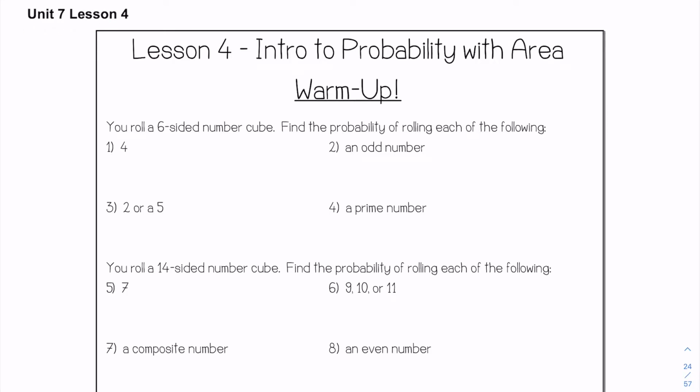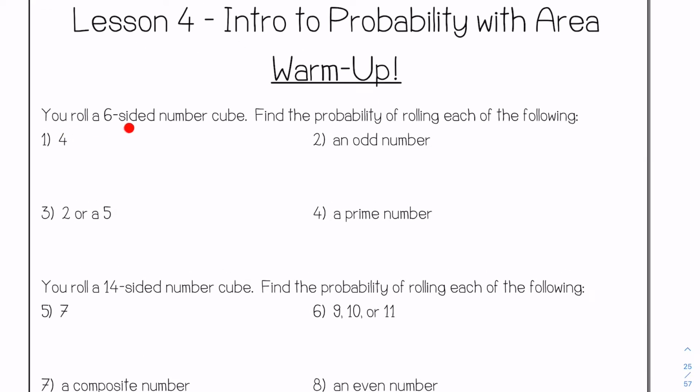This is an introduction to probability with area. So we have a warm-up here, so I'll do it with you today. You roll a six-sided number cube. Find the probability of rolling each of the following. A six-sided number cube is a die, like a set of dice. So what's the probability of rolling a 4? Well, there's a 1 in 6 opportunity to roll a 4.